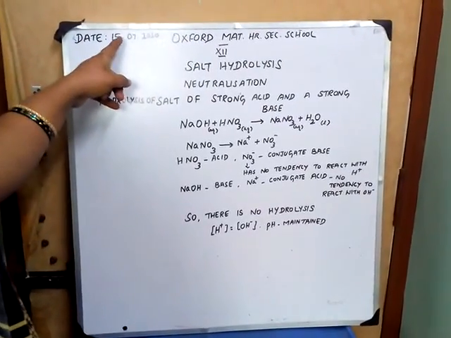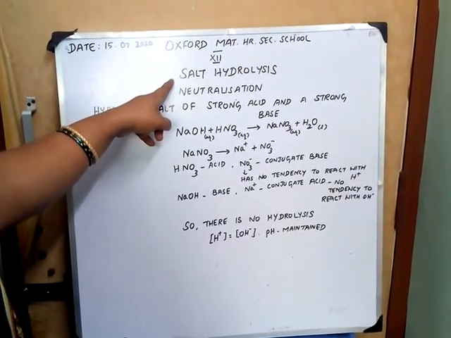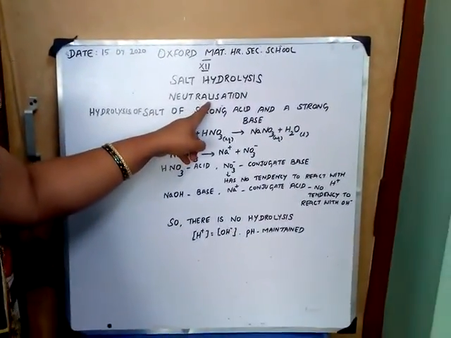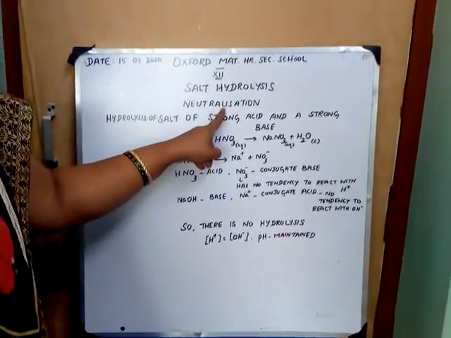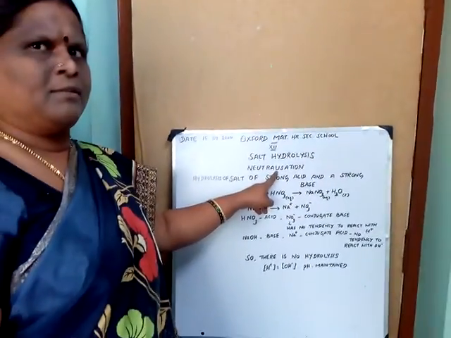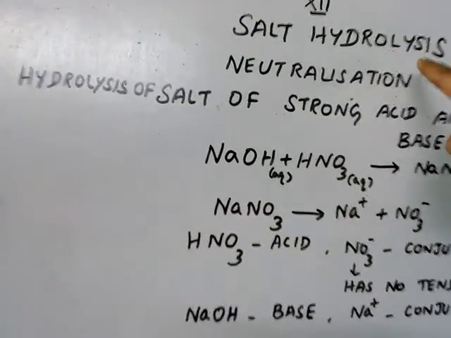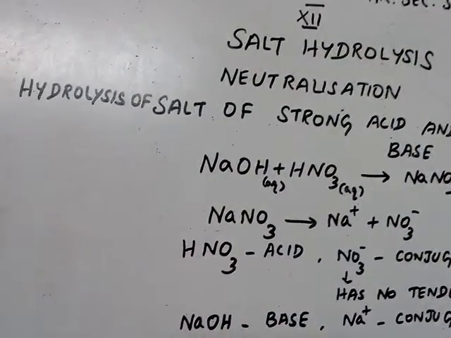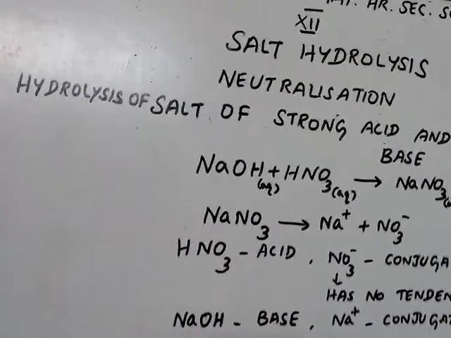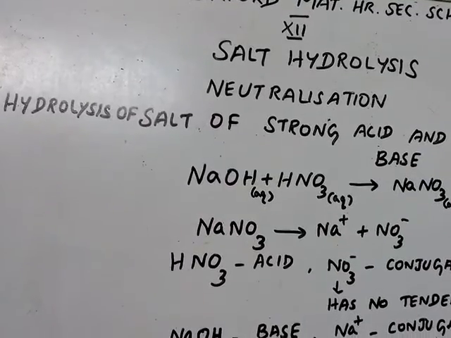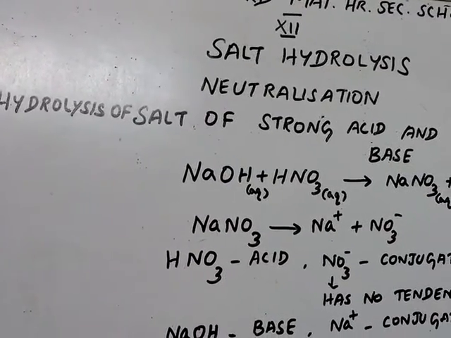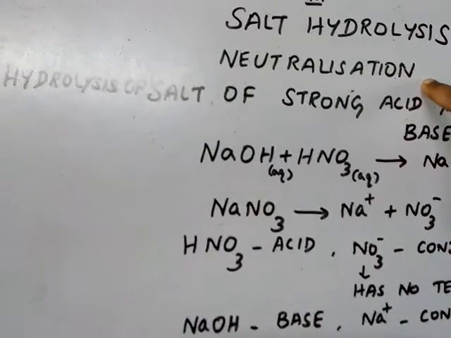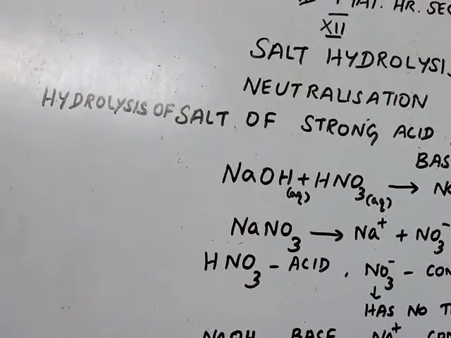Students, today we will start the topic salt hydrolysis. In salt hydrolysis, first let us discuss neutralization. First let me explain this neutralization reaction. What is a neutralization reaction? When acid reacts with base, it forms salt and water. That is what we call a neutralization reaction.